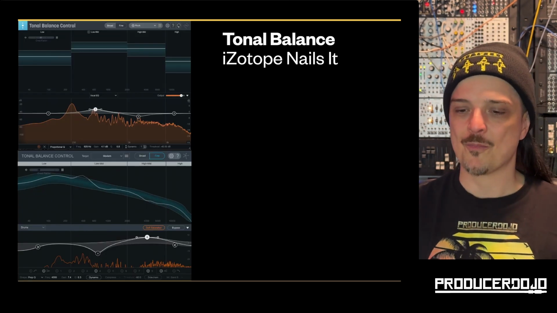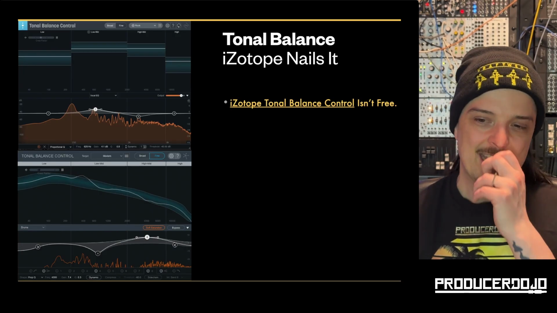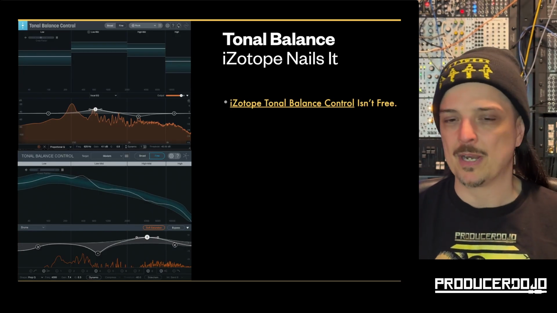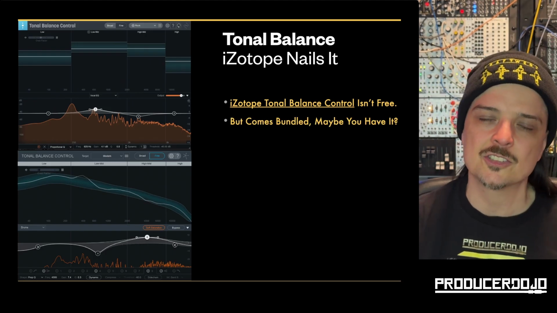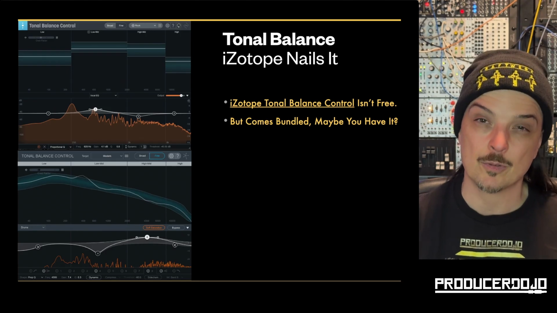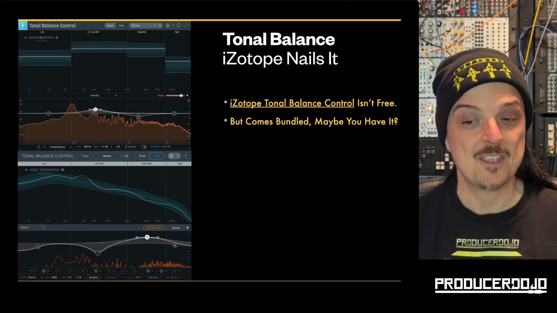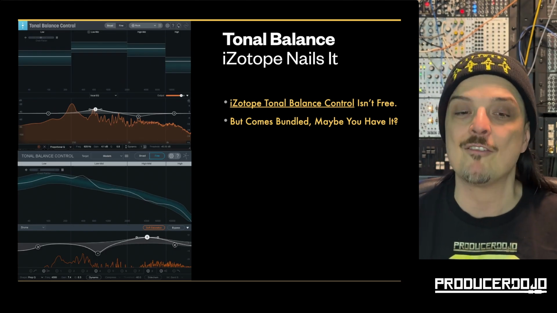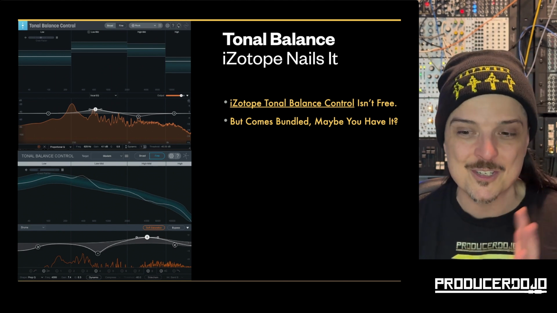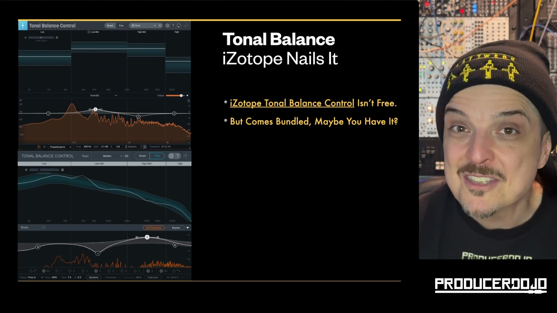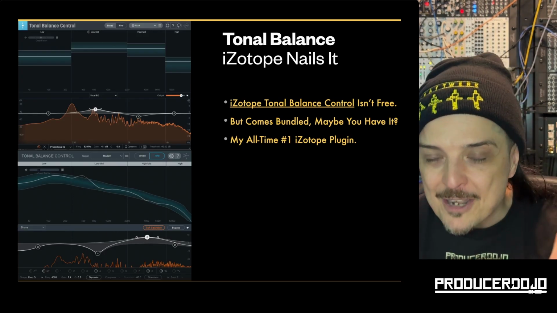And then iZotope Tonal Balance Control. Finally, this is one of my favorite things ever. I love it. It's not free, and if you buy it by itself, it can be expensive, but it frequently comes bundled in iZotope bundles, and iZotope bundles are frequently on sale. So if you've ever bought anything from iZotope, it's likely that you may already have a version of Tonal Balance Control hiding on your hard drive and you haven't checked it out yet. So this could be Christmas for you today, because this is my all-time number one favorite iZotope plugin.